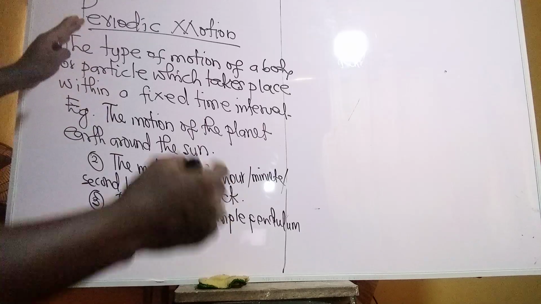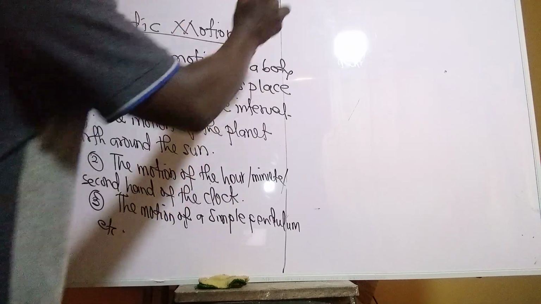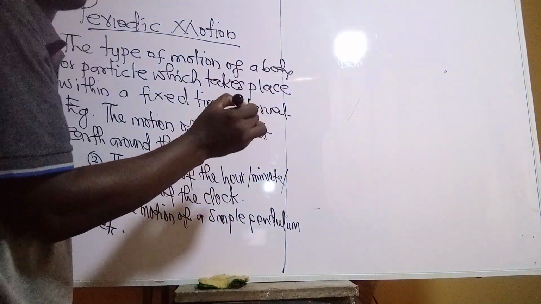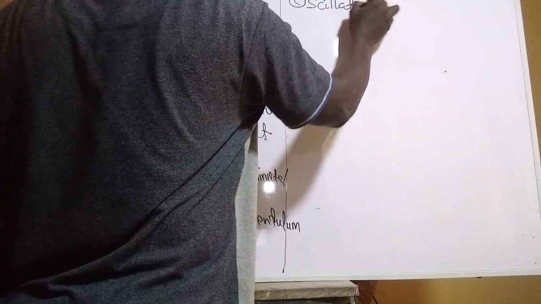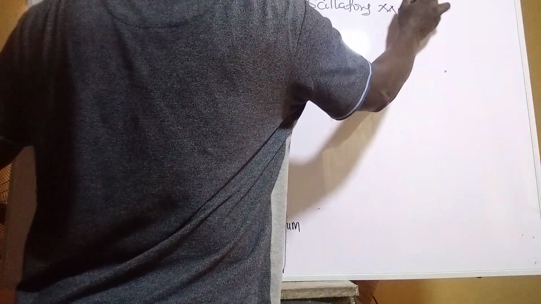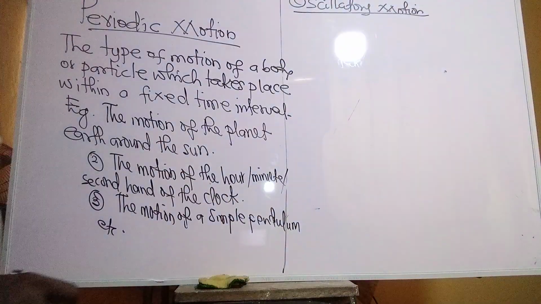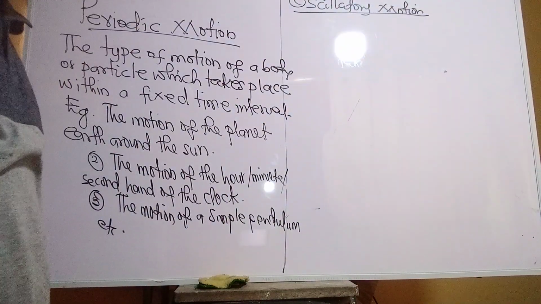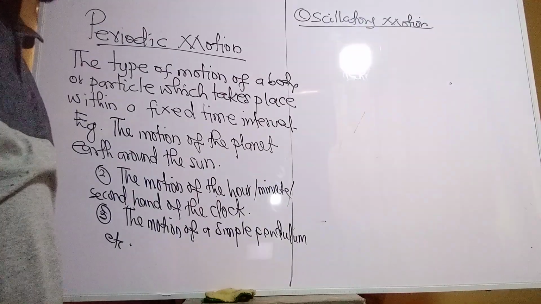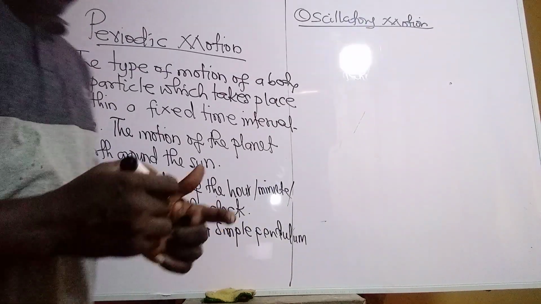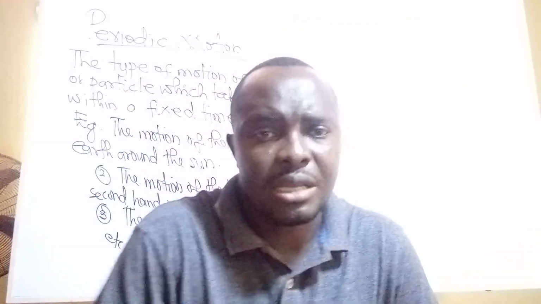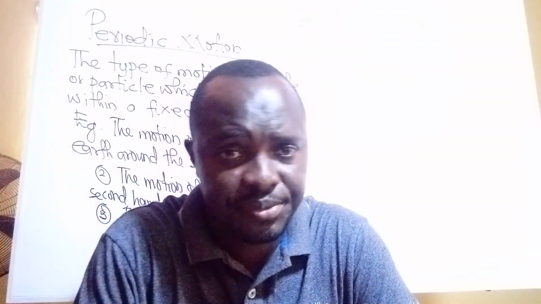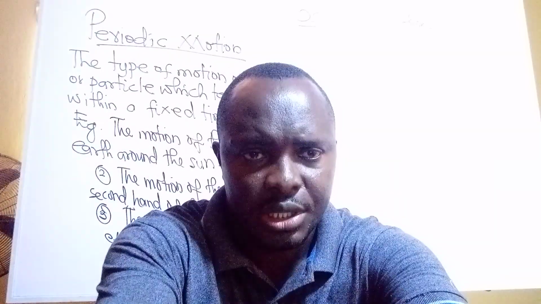Now let's also look at what is oscillatory motion. Oscillatory motion, or to oscillate. Yes, oscillatory motion is another kind of periodic motion. All oscillatory motions are periodic motion.